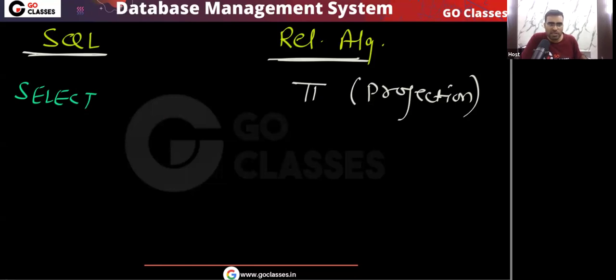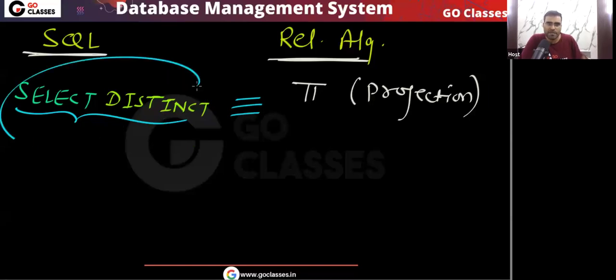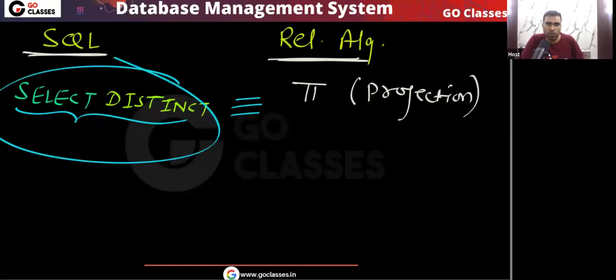But let me tell you one thing. If you want to make them exactly equal, then what do you need? Here there is no duplicate removal. Select does not remove duplicates. If you want to make them exactly equal, you can use the distinct keyword in SQL. Now they are exactly the same. Select distinct will remove the duplicate tuples.